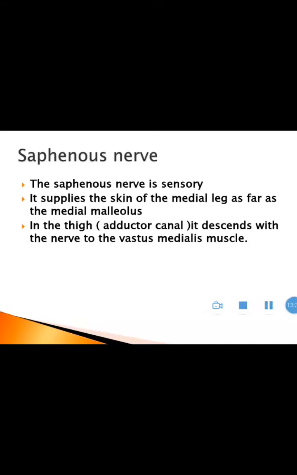Saphenous nerve. The saphenous nerve is sensory. It supplies skin of the medial leg as far as medial malleolus. In the thigh, that is in the adductor canal, it descends with nerve to vastus medialis.